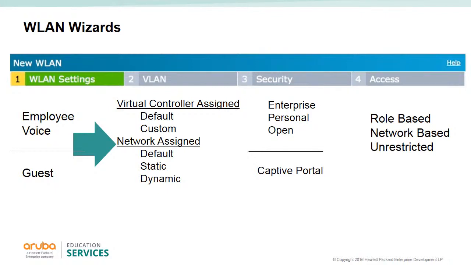The security stage depends on your wireless LAN setting selections. Enterprise will give you 802.1x selections. Personal will give you PSK or WEP selections. If you select guest, then you will receive captive portal options. The last stage is the settings for the firewall with the user rights.